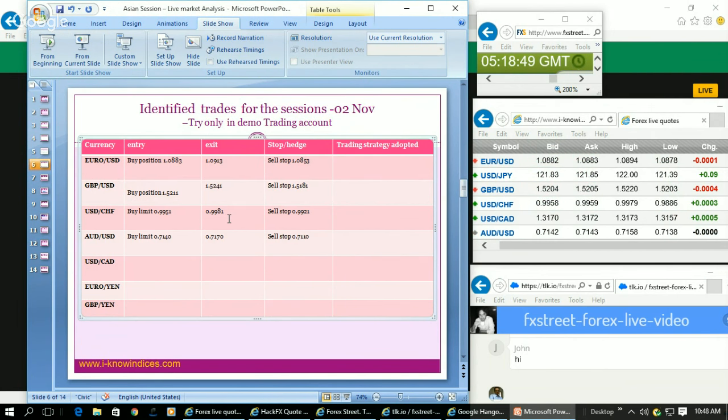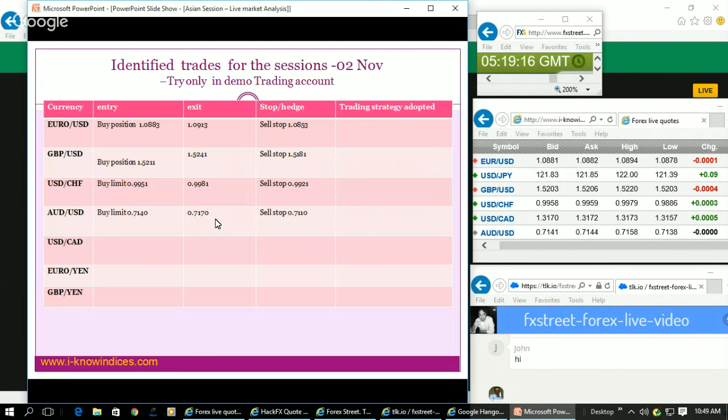Then in the case of CHF, 99.51 is the limit order and 99.81 is the exit level, and the stop is at 99.21. They are likely to go closer to the parity and they will try to create the hype. Then Australian dollar, 71.40 is the limit order and 71.70 is the exit, and the stop is at 71.10.